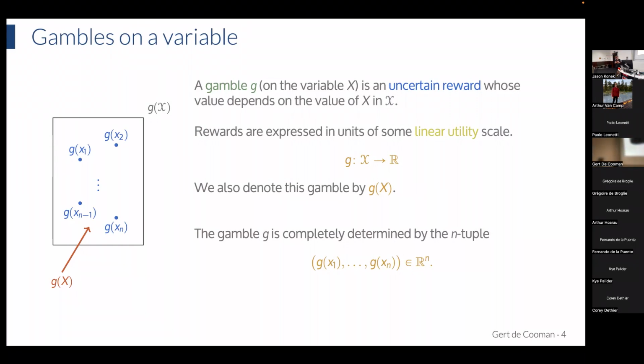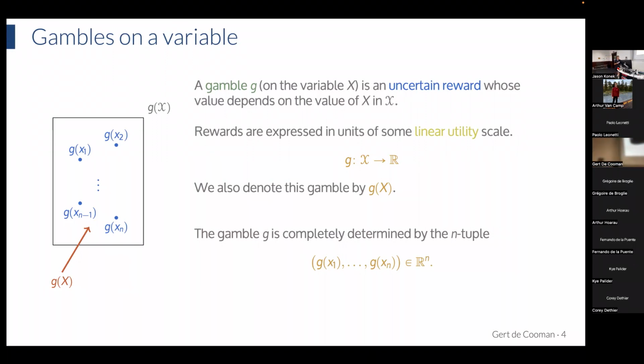of this gamble. So a gamble in general is a function from the set of all the possible values of my variable to the set of real values. So an uncertain reward. And I'll assume here that these rewards, the values, are expressed in units of some utility scale that is linear. So I'm going to assume that to make things as simple as possible. All the values of the rewards are expressed in utility that is linear, so that the utility of the sum of two things is the sum of the utilities.